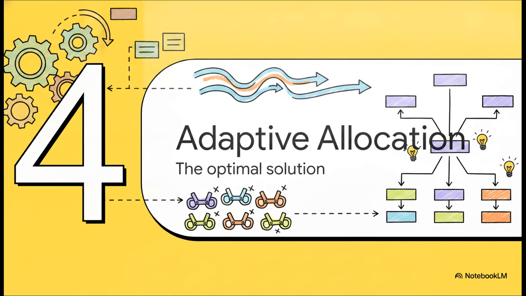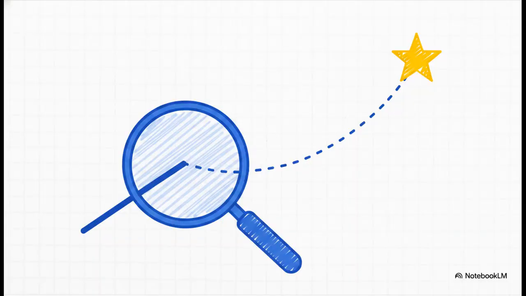Finally, Section 4, the adaptive allocation solution. Let's look at the optimal solution. The researchers didn't just point out this massive flaw and walk away. They actually used their massive dataset to find a way forward. If we can't pick one perfect harness in advance, how on earth do we efficiently manage our compute? Well, by analyzing all those millions of rollouts, they discovered a really foundational property.